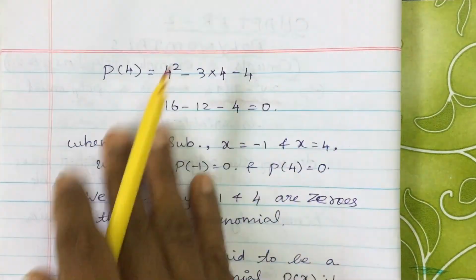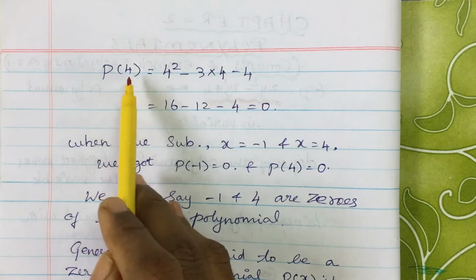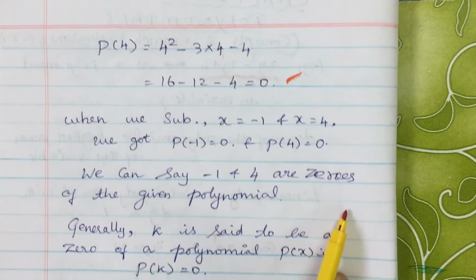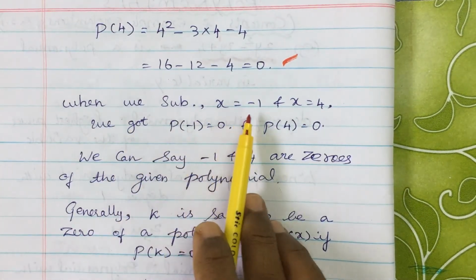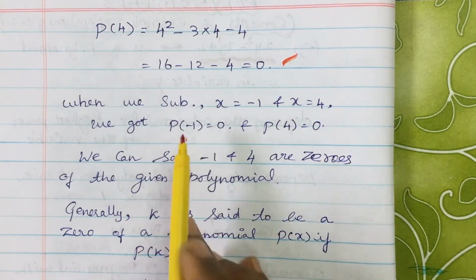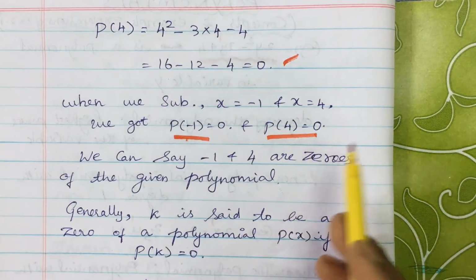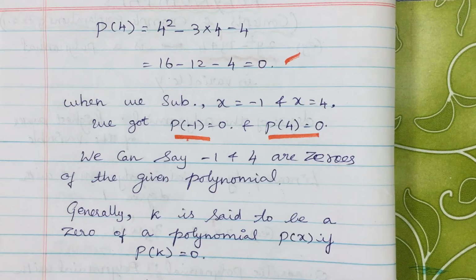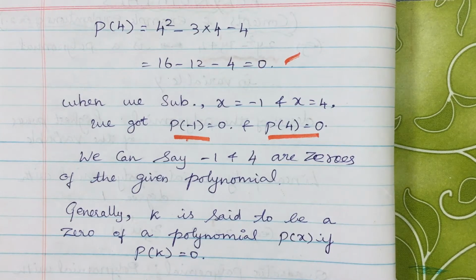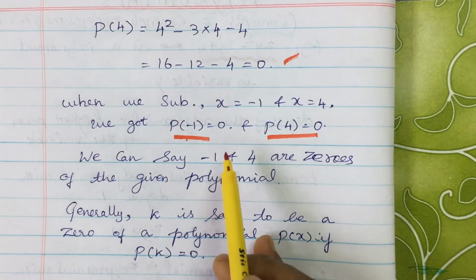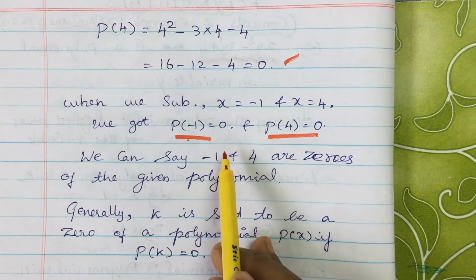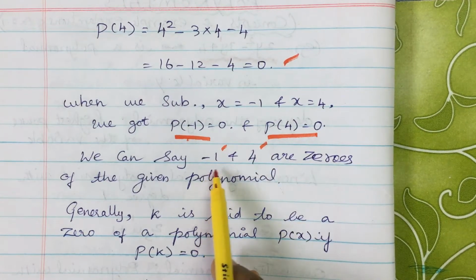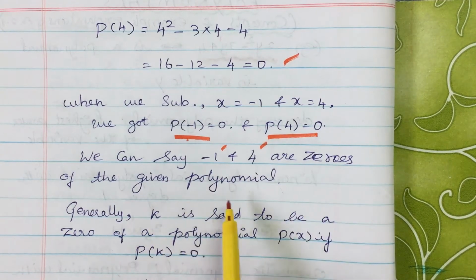Again, I am finding out P of 4. I am substituting 4 for x. So I am getting 0. So here what you can observe from this, when we substituted x as minus 1 and 4, we got P of minus 1 as 0 and also P of 4 as 0. So we can say, whenever you get 0 after substituting the x value, then you can call that particular x value as zeros of the given polynomial. Here, since you got the polynomial value as 0 after substituting minus 1 and 4 for x, then you can call this minus 1 and 4 as the zeros of the given polynomial.